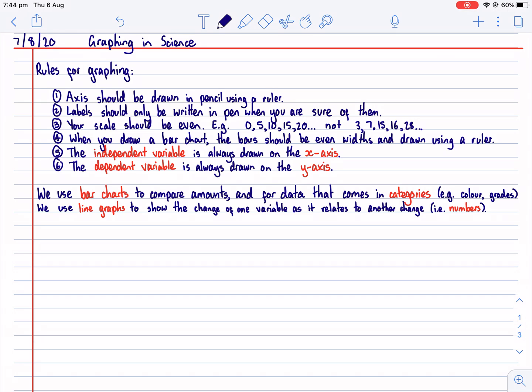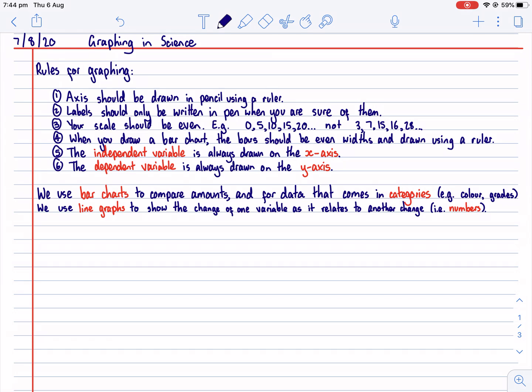So, today we're talking about graphing in science. You're going to be firstly taking some notes, and then you're going to be doing an activity. And after that, I still haven't decided, you'll find out. The notes we're going to take are the rules that we use for graphing, and you're going to follow these same rules all the way through school. And I would like you to write these down.